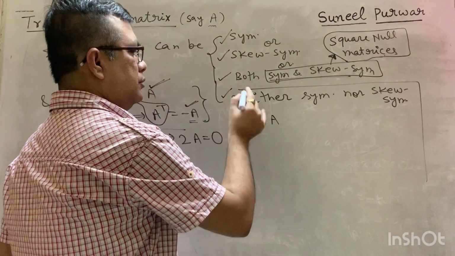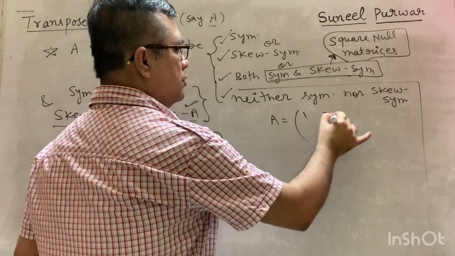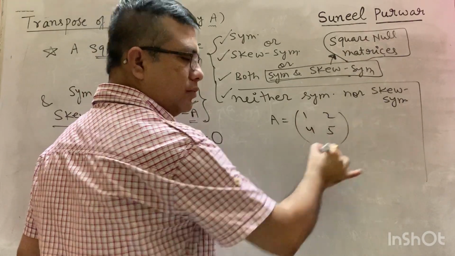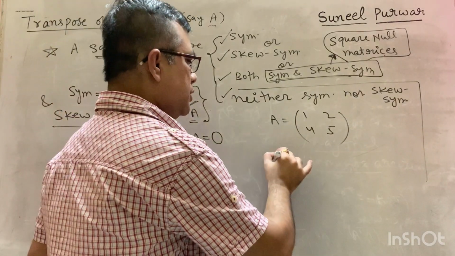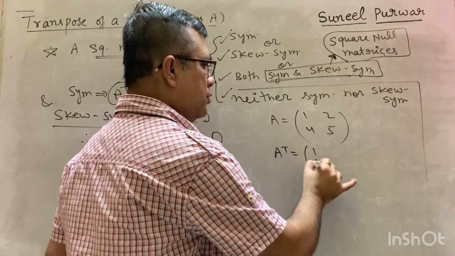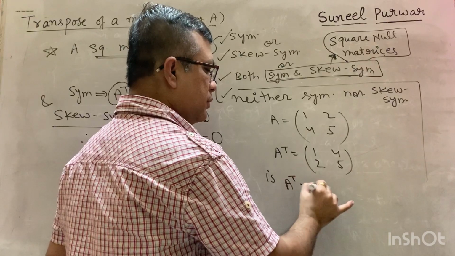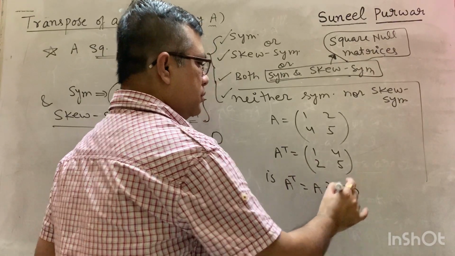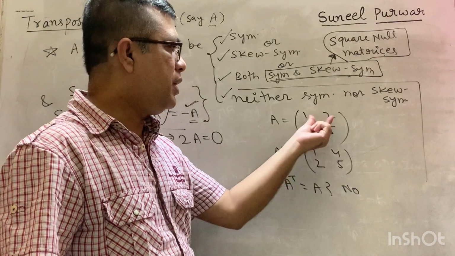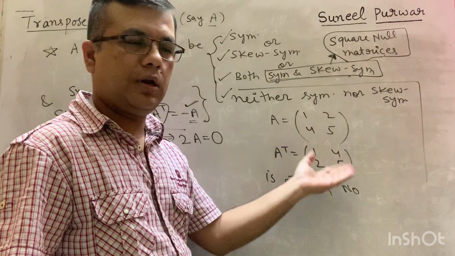Say A equal to 1 2 4 5. What is A transpose? 1 2 4 5. Is A transpose equal to A? No. क्या ये दोनों आपस में इक्वल है? No, different matrix. This is 1 2, this is 1 4. They are not equal. Okay.